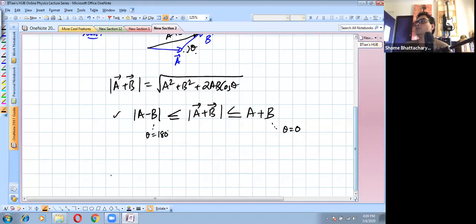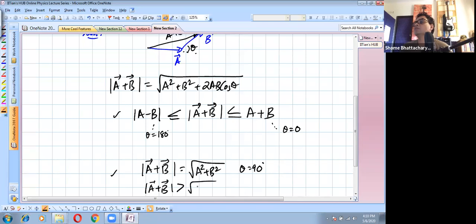But the second thing we'd also seen is that the magnitude of A plus B, if you compare it with the hypotenuse that you get by forming a right angle triangle using A and B. So this is the case for theta equal to 90. This is the case for theta being acute, so less than 90.